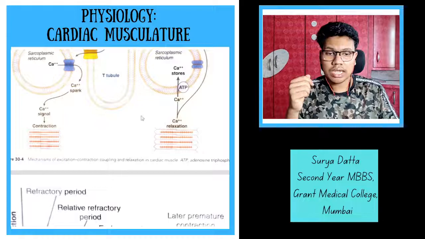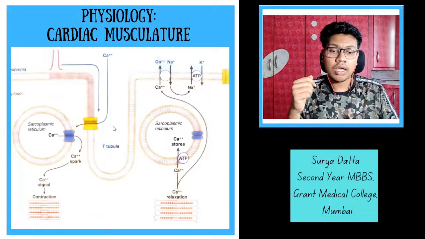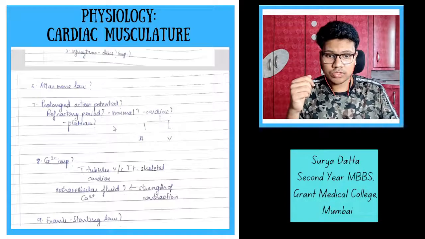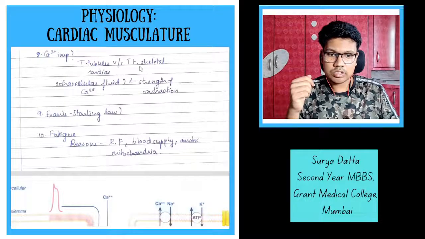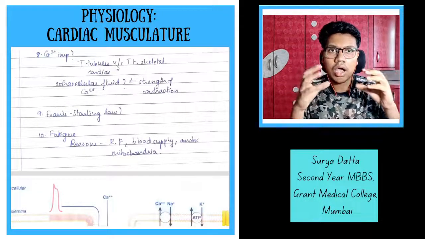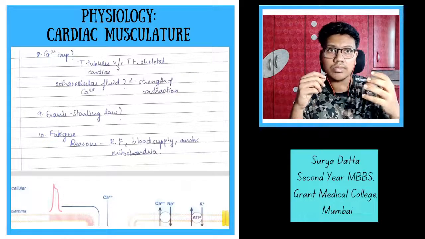So this was the relaxation, and this entire thing, by the way, is the T tubules, right? This is just the T tubules. Other than that, I almost forgot, but the thing is that the T tubules of cardiac musculature are different from the T tubules of skeletal musculature.